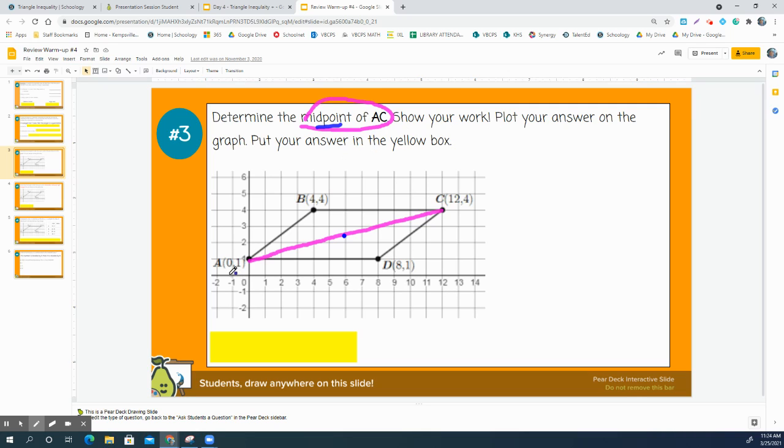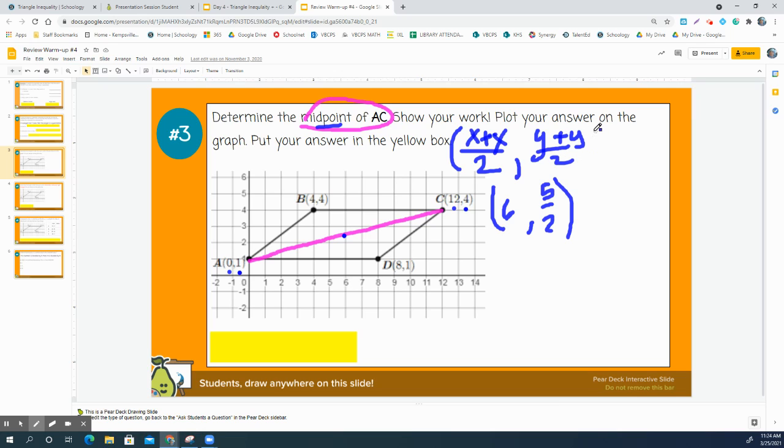Midpoint is average. So I take my x's, 0 plus 12, and divide it by 2. 0 plus 12 is 6. And then I take my y's, 1 and 4. 1 plus 4 is 5. 5 divided by 2. Right? Midpoint is x plus x, I don't know why that plus sign doesn't want to work, divided by 2. It is an ordered pair, so it needs to be in parentheses. And then y plus y divided by 2, okay?